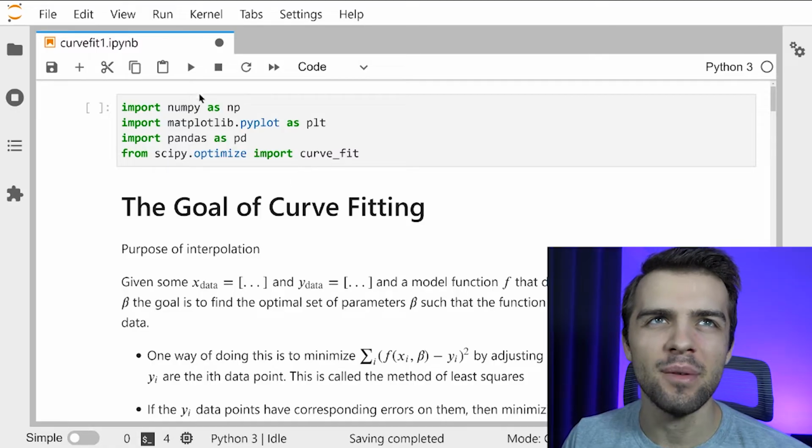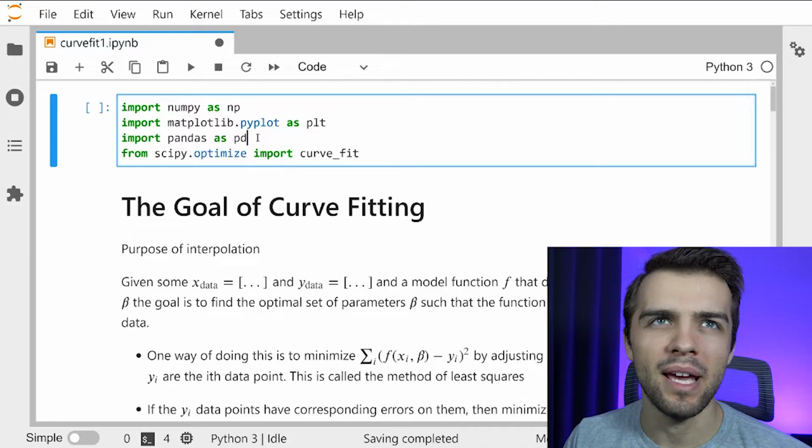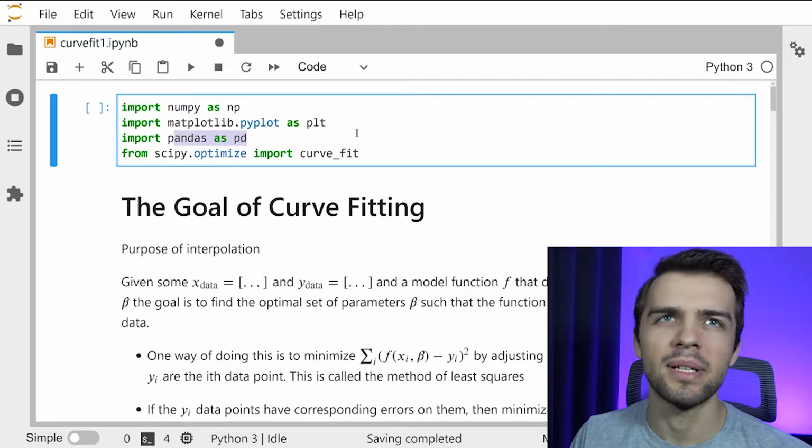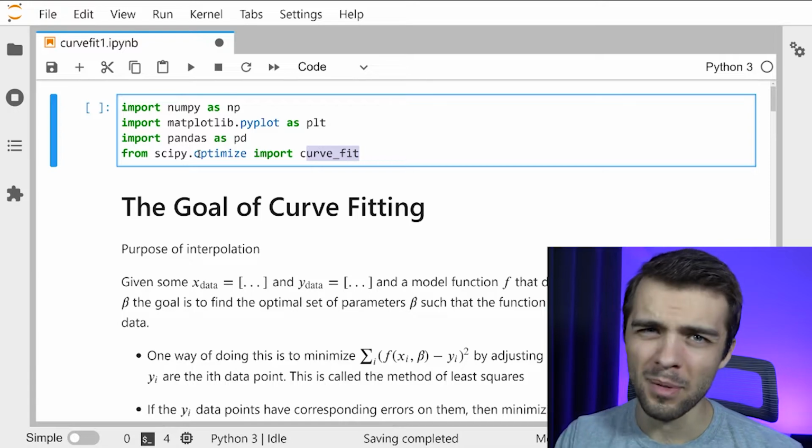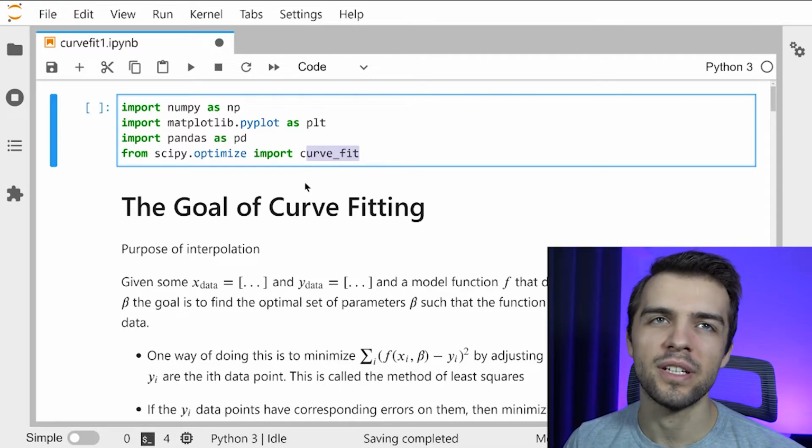So for curve fitting today, we just got NumPy, Matplotlib, and pandas. We're just going to open up a little bit of data. The main function, of course, is from the scipy.optimize library. We're looking at curve fit.